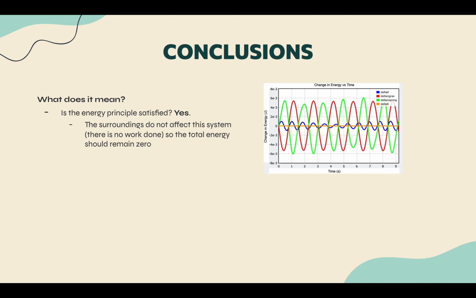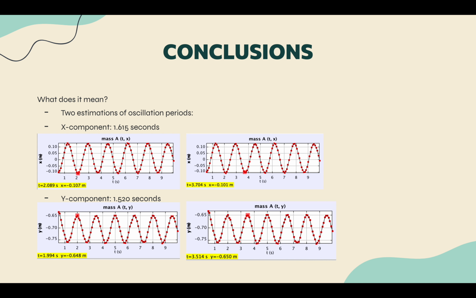As we can see from the modeled graph of change in energy versus time, where the total energy is represented in orange, the orange line remains 0 over the time interval, so our model does in fact satisfy the energy principle. In addition, we can provide 2 estimates for oscillation periods. There is a formula for calculating this, but since the oscillation period is simply the time it takes for a spring to complete one complete oscillation, or the time it takes to return to its initial position, we can just use the graphs found through Tracker.